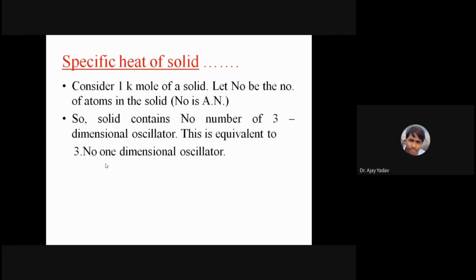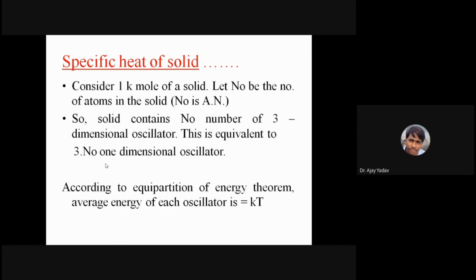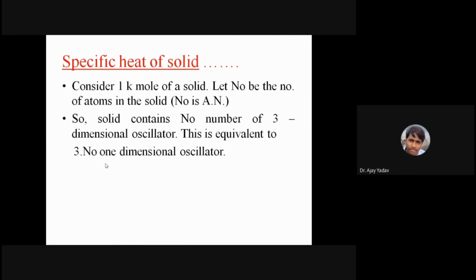Now, the total number of oscillators are known to you. So if you can find out the energy of every oscillator when it is oscillating, don't you think that you can find out the total energy? You know the total number of oscillators. If you can find out the energy of every oscillator, don't you think that you will be able to find out the total internal energy? Yes, sir.